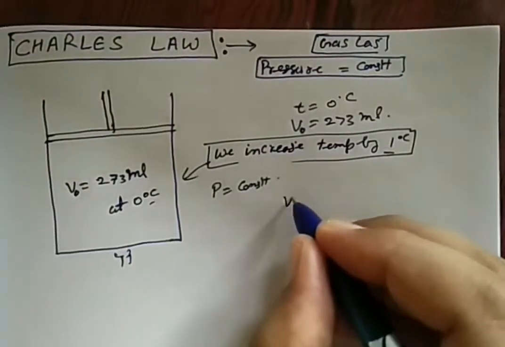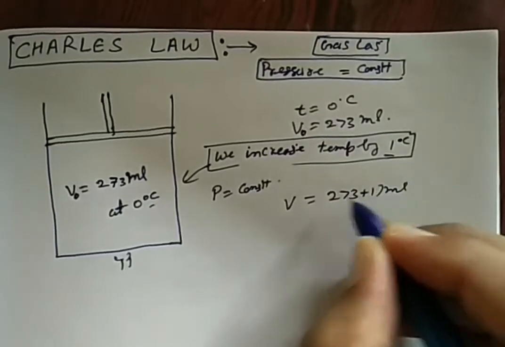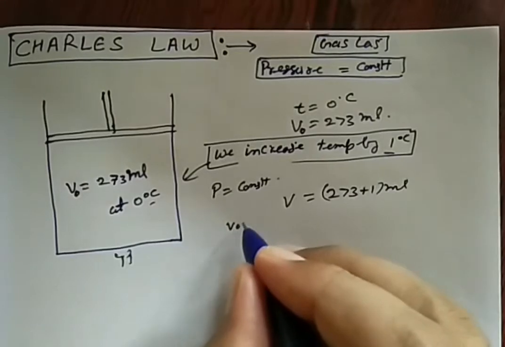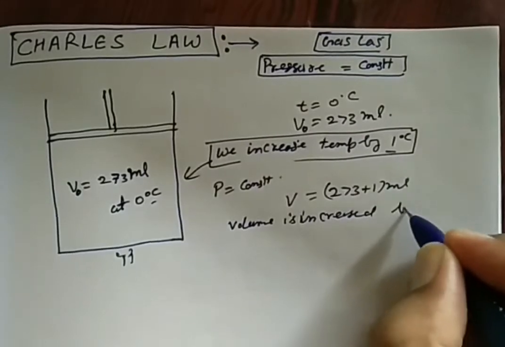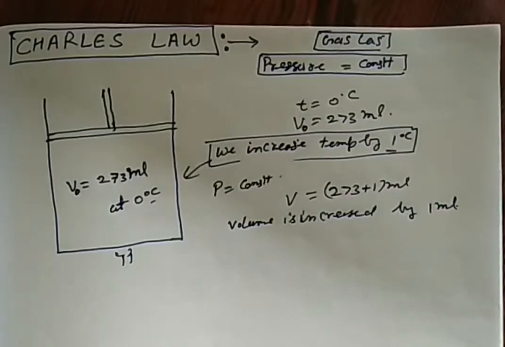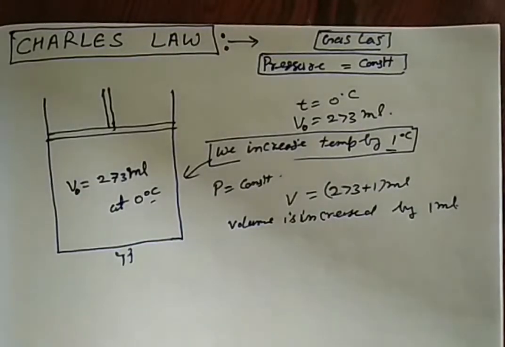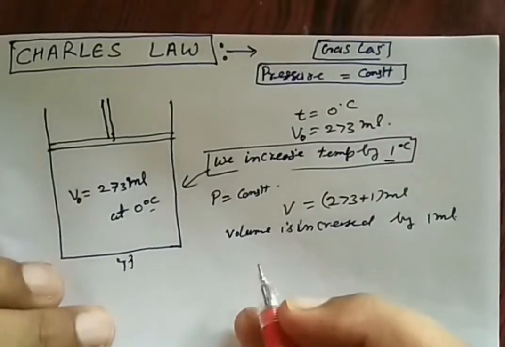Then its volume becomes 273 plus 1 ml. It means the volume is increased by 1 ml. So see carefully, on increasing the temperature by 1 degree Celsius, the volume increases by 1 ml, right? The opposite is also true in the experiment observed.